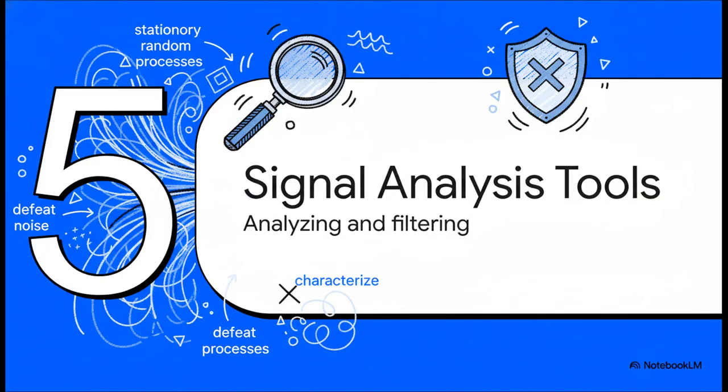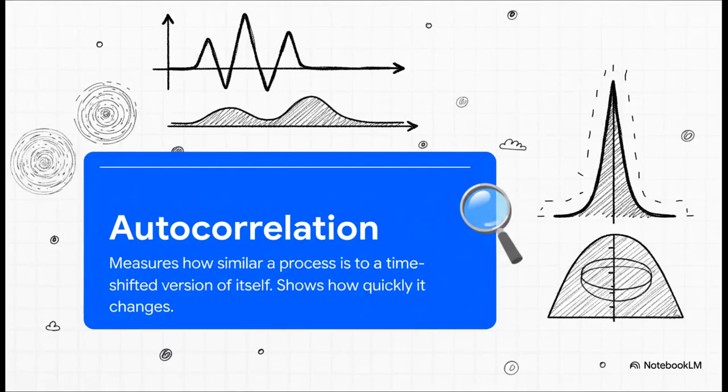And this brings us to the grand finale, the real payoff for all this theory. Now that we have the concept of a stationary random process, we can unleash two incredibly powerful engineering tools that we use to analyze and ultimately defeat noise. Tool number one is the autocorrelation function. It sounds complicated, but it asks a really simple question. If I know the value of the noise right now, how much does that tell me about what its value is going to be a tiny fraction of a second from now?